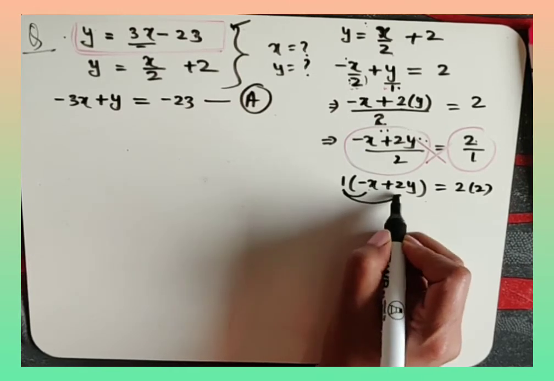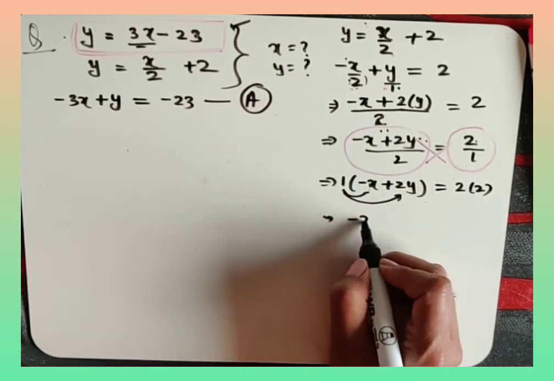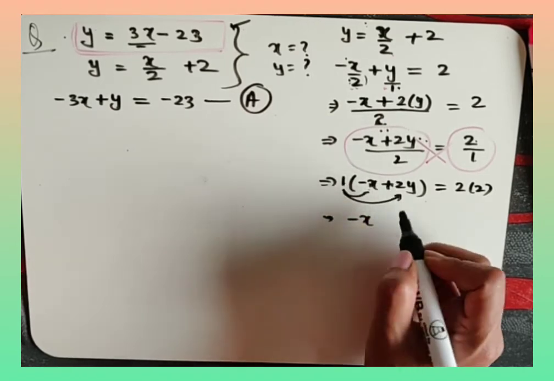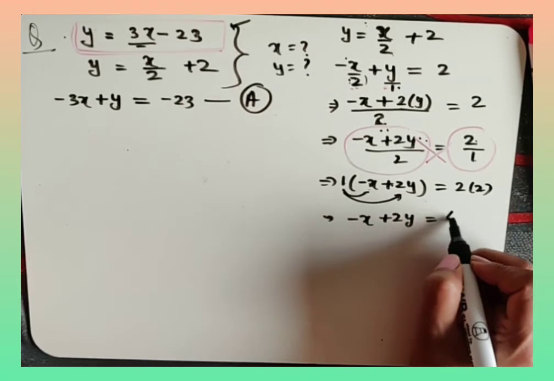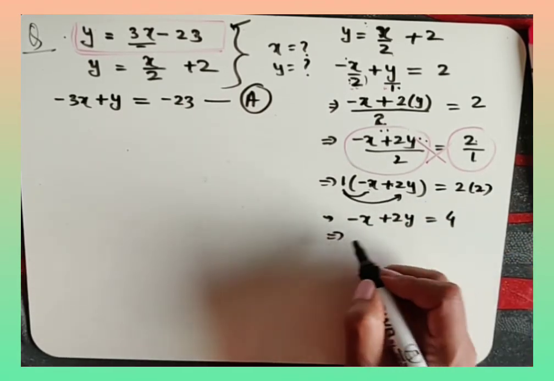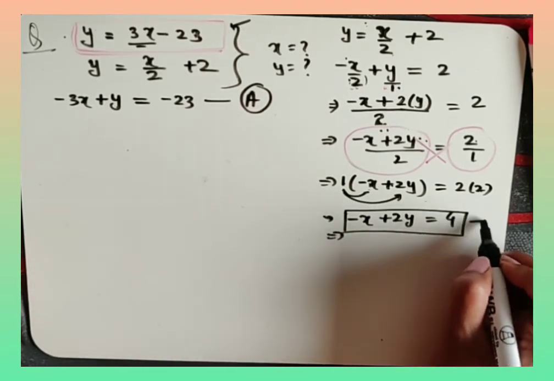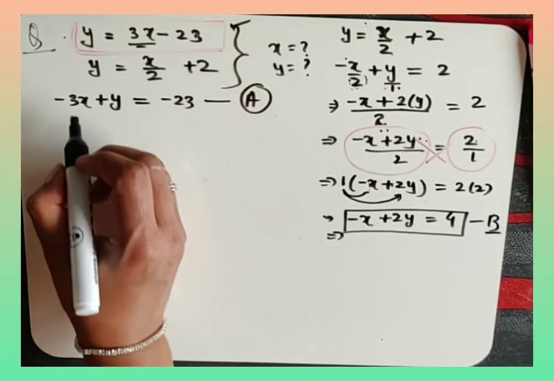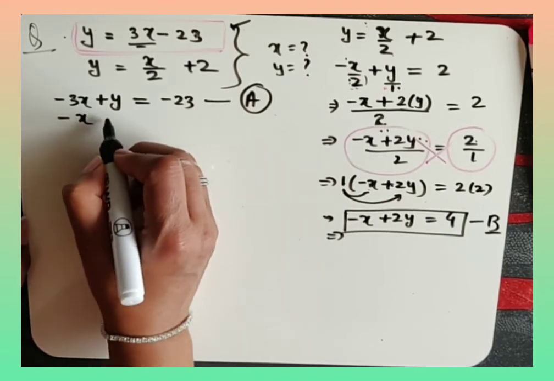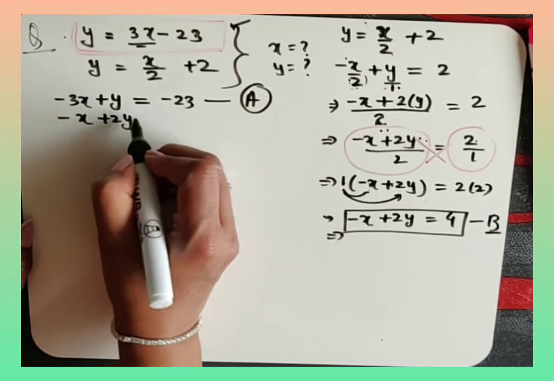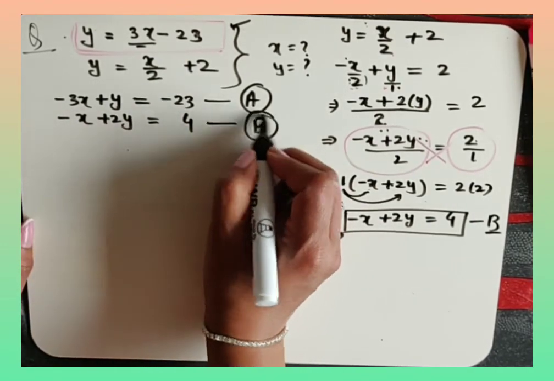Multiply and open the bracket. So 1 multiplied by minus x will give you minus x, and 1 multiplied by plus 2y will give you plus 2y, equal to 2 multiplied by 2, 4. So this is in our standard form. This is your equation B. Now write down equation B here: minus x plus 2y equal to 4.